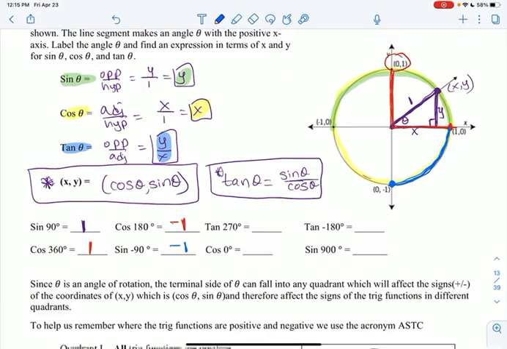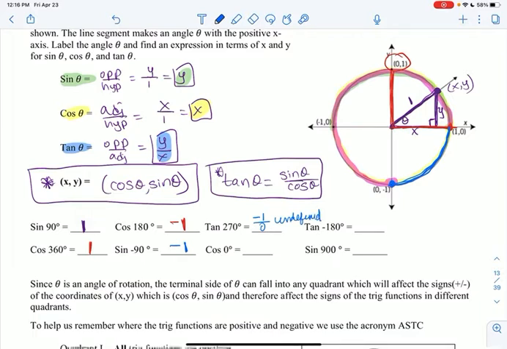Tangent of 270. Let's see where 270 is. I'm always starting here at 0, and I'm going 270 this direction: 90, 180, up to 270 is right there. So tangent of 270: well, tangent is sine, that's the y, negative 1, over cosine, which is 0. This is undefined. Doesn't work.